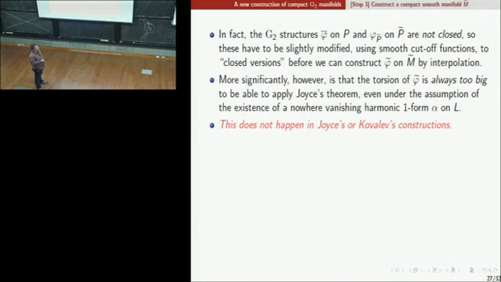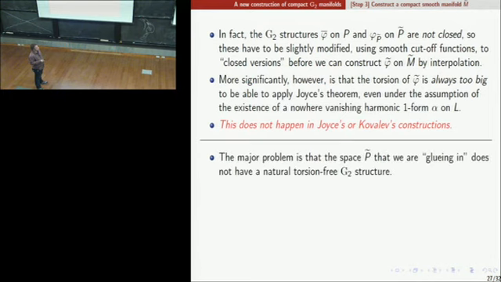So this doesn't happen in the other constructions because you're starting out with things that have torsion-free G2 structures. You still have those complicated matching conditions. So the difficulty in other constructions lies in the algebraic geometry. Here there's almost no algebraic geometry. Here, the difficulty is in killing this torsion.